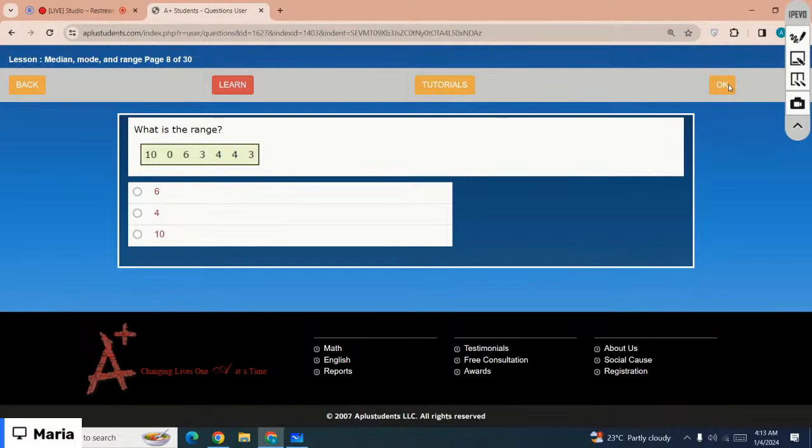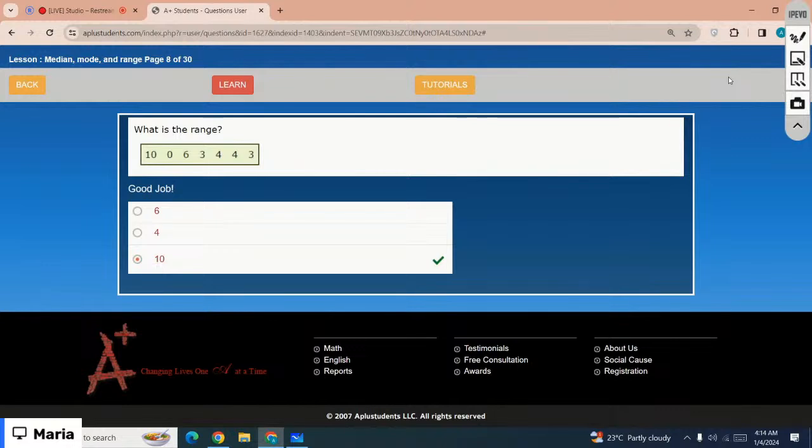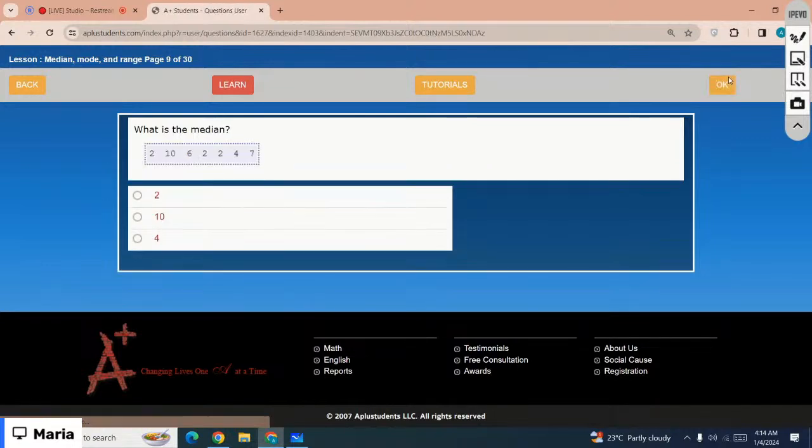The smallest number in the given data is 6 or 2. Yes, the range is the difference between the smallest number and the greatest number in the given data. So, the smallest number in the data is 0 and the greatest number is 10. So, 10 minus 0 is 10. Very good. 10 minus 0 it is, not 0 minus 10.